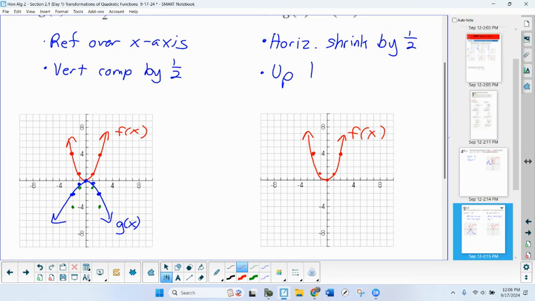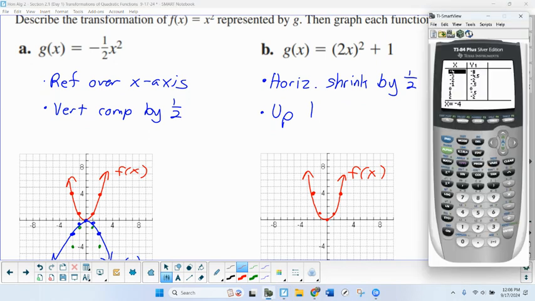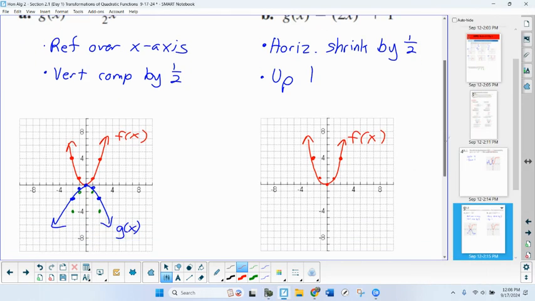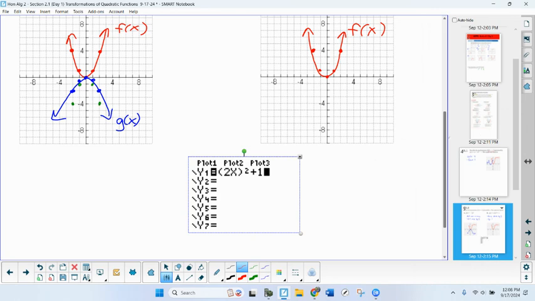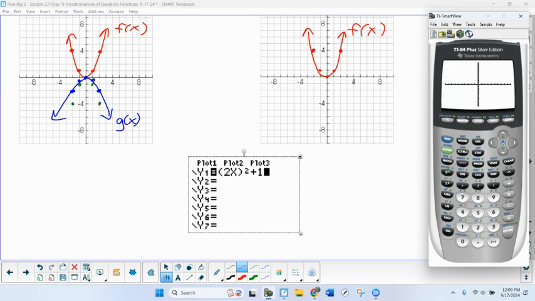Now, guys, the horizontal shrinks can be very difficult. So for this one, I am just going to go to my calculator. Make sure you have parentheses 2x, parentheses squared on the outside, plus 1. Now, I already did my zoom 6, so I can just go to graph. It'll stay at that window.